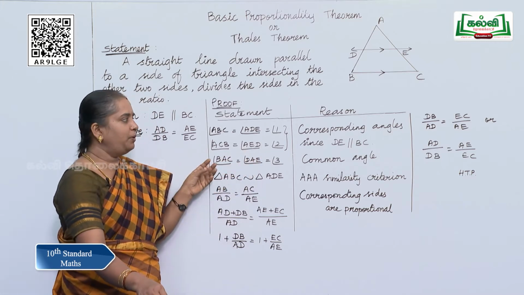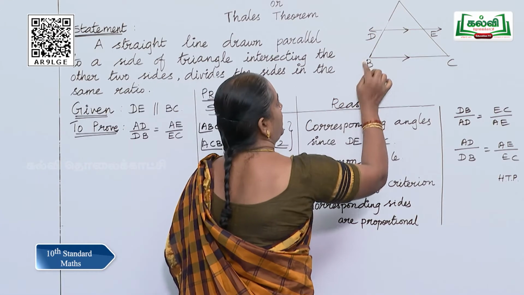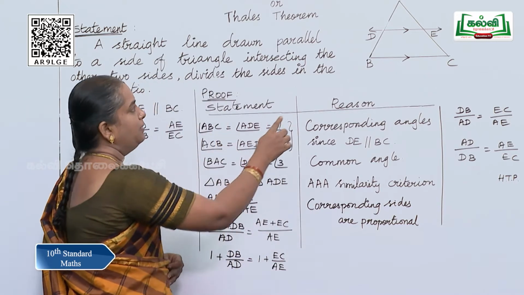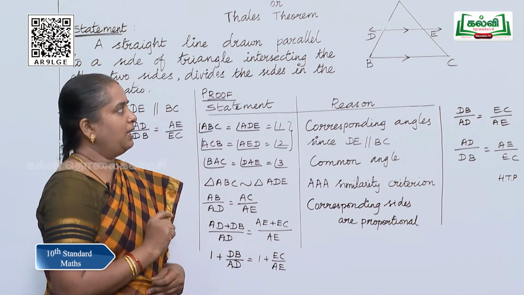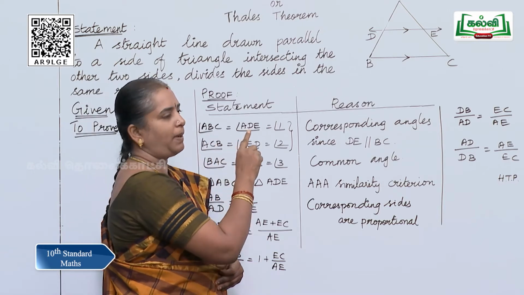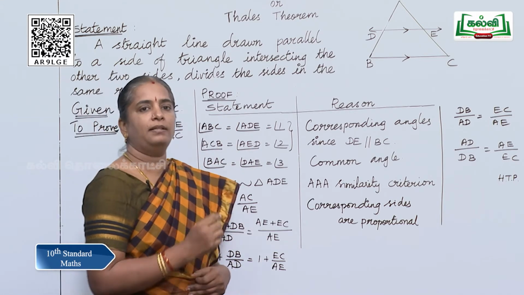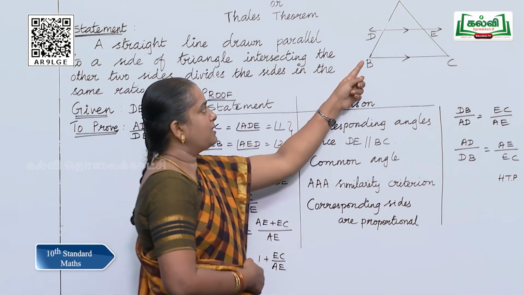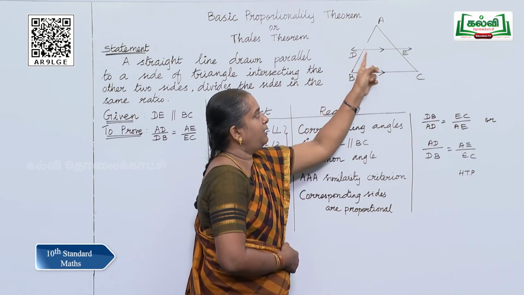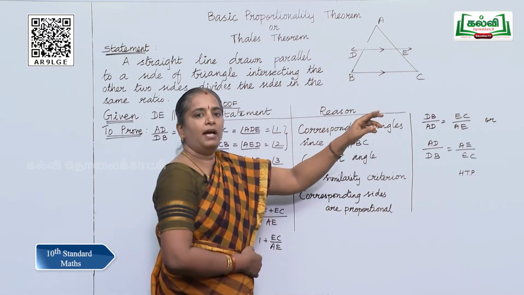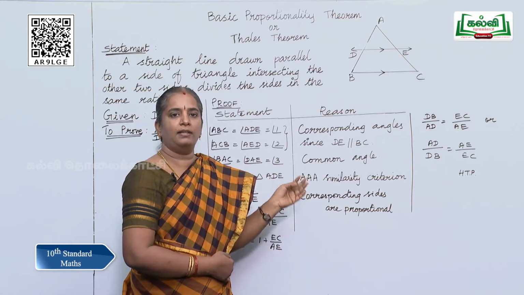So, the mathematical proof of this theorem goes as follows. Here, angle ABC and angle ADE are equal because you know that DE is parallel to BC. So, here AB acts as a transversal. AB is a transversal which makes angle ADE and angle ABC corresponding angles. We know already that the corresponding angles are equal.